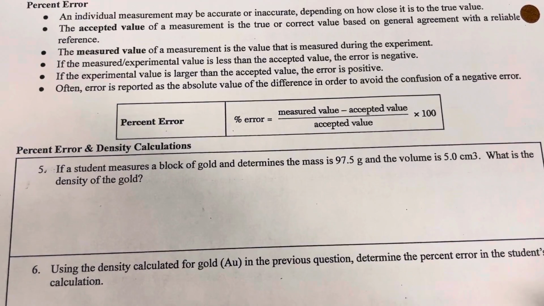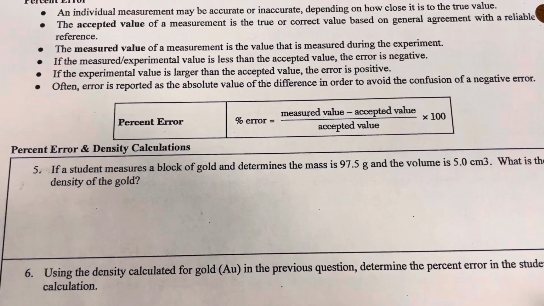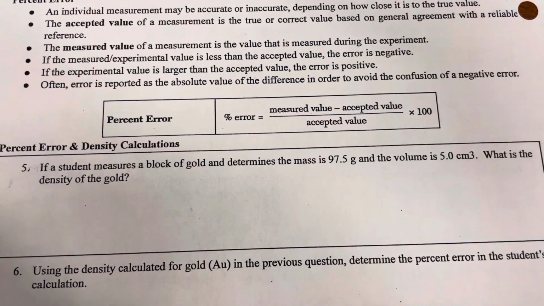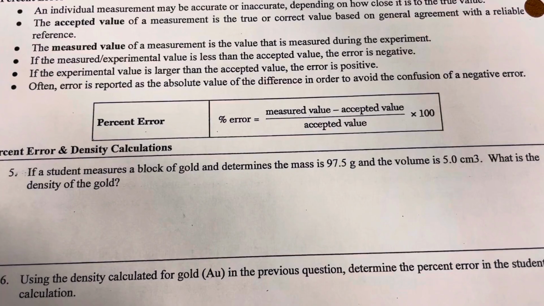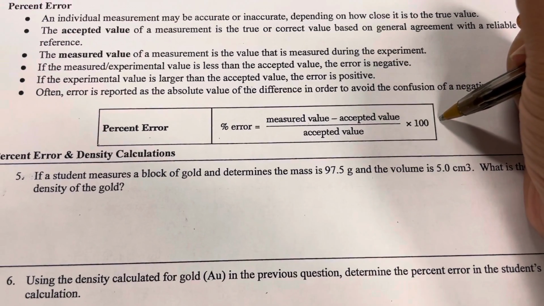After an experiment, we calculate something called percent error. It's a measurement that we do to see if we were accurate or inaccurate based on how close we were to the true value. So percent error, here is the equation.